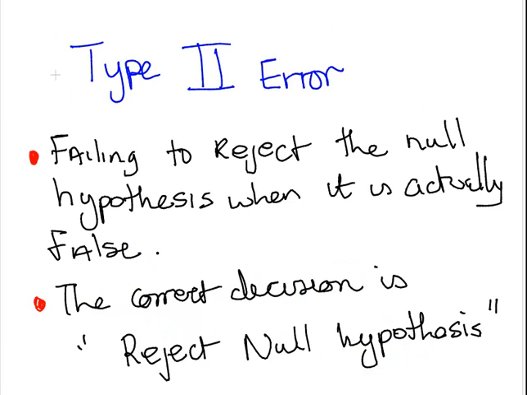The second one is type 2 error, and because some of the other things I deal with are related to testing for normality, like Shapiro-Wilk, this is one to sort of keep an eye on as well. Type 2 error. Now, this is failing to reject the null hypothesis when it's actually false. The correct decision is you should reject the null hypothesis. Okay. Now, that's a type 2 error.